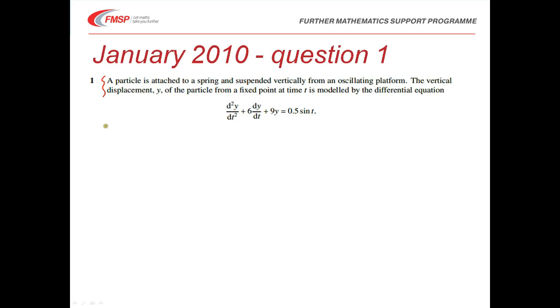So the first thing we need to do with any second order differential equation is get the auxiliary equation. Which comes from, as I hope you'll remember, assuming the solution looks like something to do with y equals e to the power of something times t. And I'm going to call that something lambda.